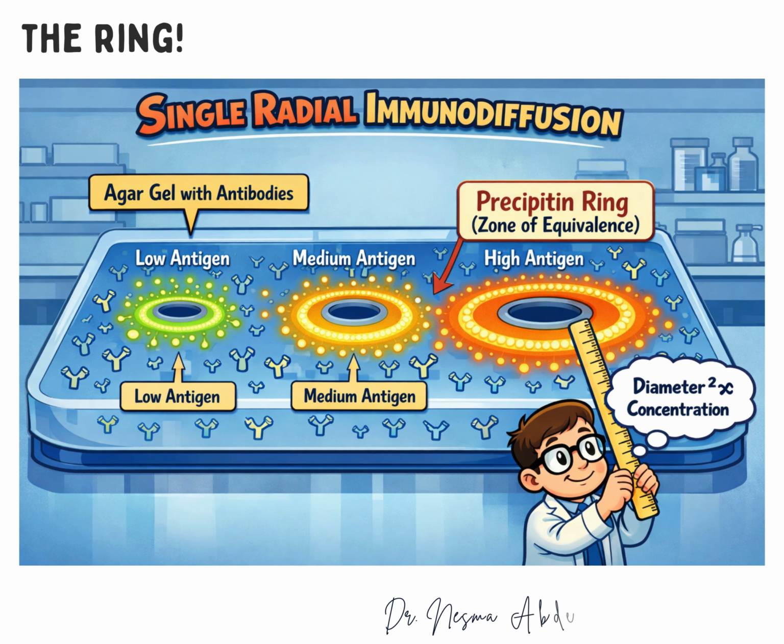In single radial immunodiffusion, graded concentrations of an antigen are placed into wells cut into an agar gel containing a uniform distribution of antigen-specific antibody. As incubation proceeds, the antigen diffuses radially outward through the gel until it encounters its antibody in the zone of equivalence, where insoluble antigen-antibody complexes form a visible precipitating ring. The size of this ring reflects the amount of antigen originally present, so that the square of the ring diameter is directly proportional to the antigen concentration, allowing precise quantitative determination of the antigen in the sample.